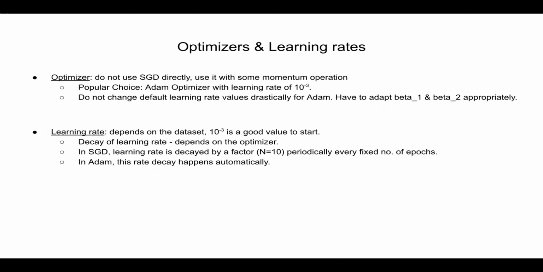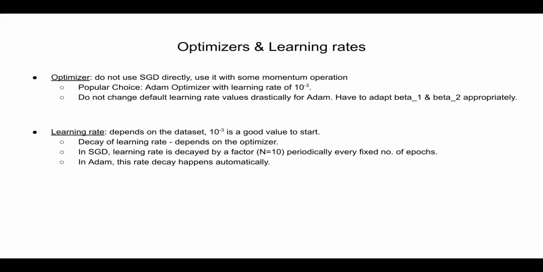Coming to optimizers and learning rates, we do not use SGD based optimization. We use some momentum based optimization for most of them, and the popular choice is the Adam optimizer with a learning rate of 10 power minus 3. When you try to change this learning rate, be cautious about setting the right beta 1 and beta 2 parameters, which are associated with the Adam optimizer. Like I said, the learning rate is also dependent on the data set, and 10 power minus 3 is a good value to start with.